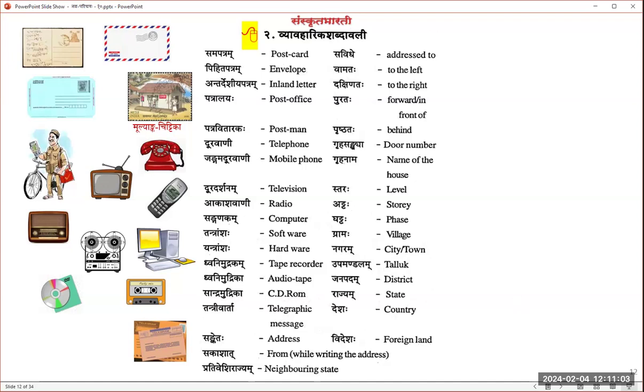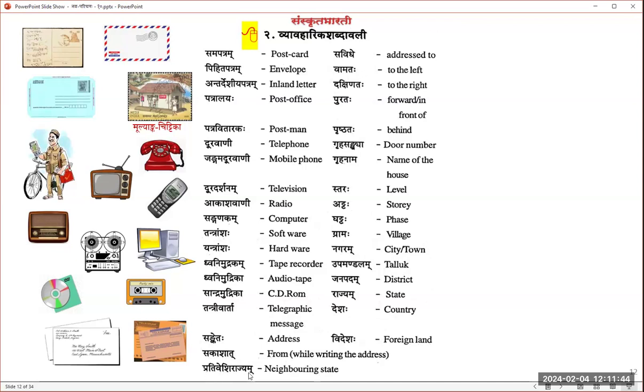Tantri Varta, telegraphic. This is all old technology that is gone from the world. But anyway, Tantri Varta, telegraphic message. Tantri actually means thread. So Tantri Varta, a message through the thread, through the wire. Continue, Bhagini. Sanketah, address. Sakashat, from, while writing the address. Correct. Where we write from, we can put Sakashat and put Anujaha, something like that.